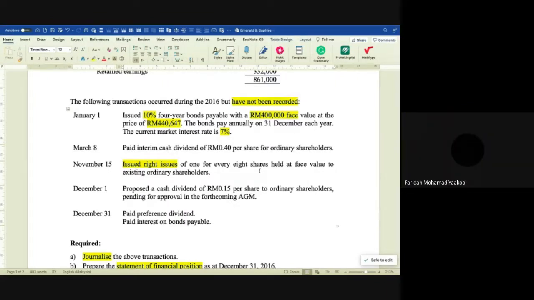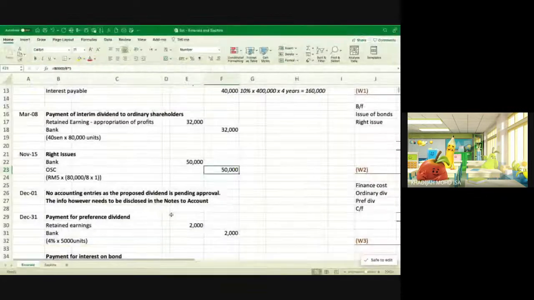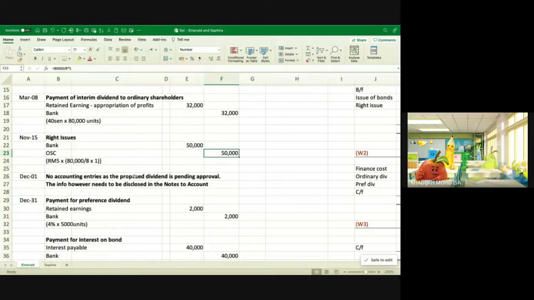Yes, madam. Okay, alright, December 1st, propose a cash dividend. You propose, so it means that you don't pay yet, you only propose. A cash dividend of 15 cents per share to ordinary shareholders pending approval in the forthcoming AGM. So you want to see how much is the proposal. If there is a proposal, I don't think you have to put that in the journal entries. No accounting entries as the proposed dividend is pending approval. The info, however, needs to be disclosed in the notes to the accounts.